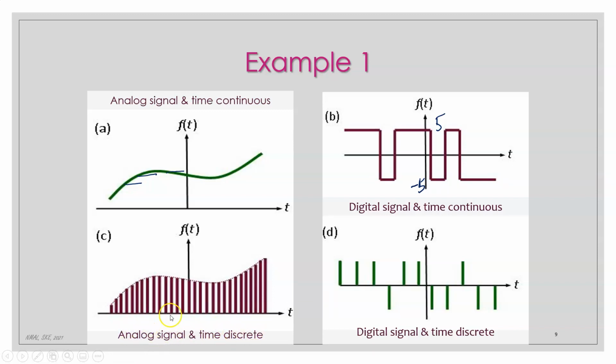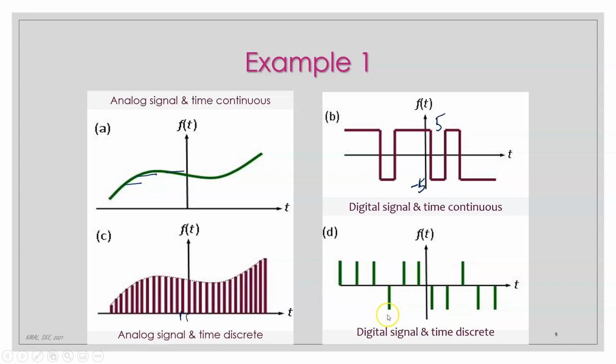If we see this example here, the time is discrete because there is no signal in between these two lines, for example. There is no signal here, there is no signal here. So it means that the time is discrete. However, the values, the amplitude, can be varied, not only two values like digital signal. So that is analog signal and time discrete.